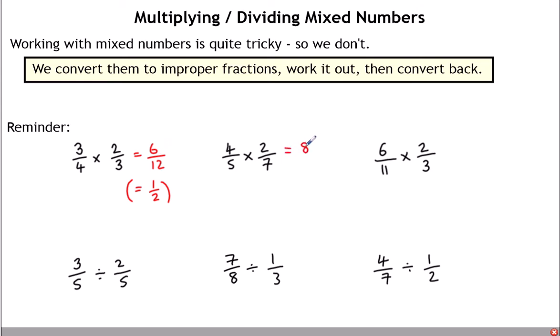Second one, 4 times 2 is 8, 5 times 7 is 35, but there's nothing that 8 and 35 divide by, so that one is finished. On the last one, 6 times 2 is 12, 11 times 3 is 33. Now there is a times table they're both in, the 3 times table. So if we divide by 3, you get 4 on the top and 11 on the bottom. So 4 over 11 would be the simplified version of that. It doesn't go any smaller than that.